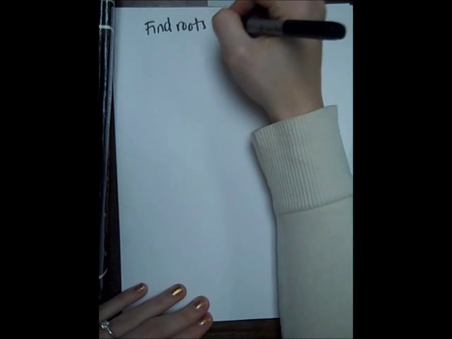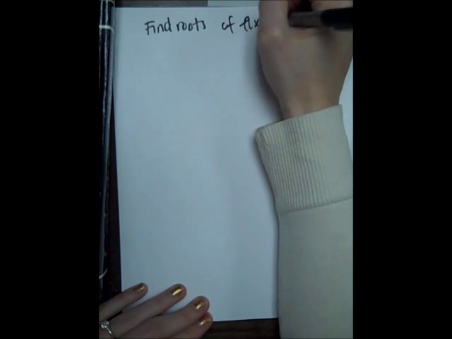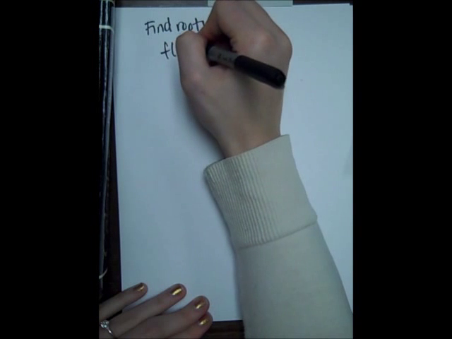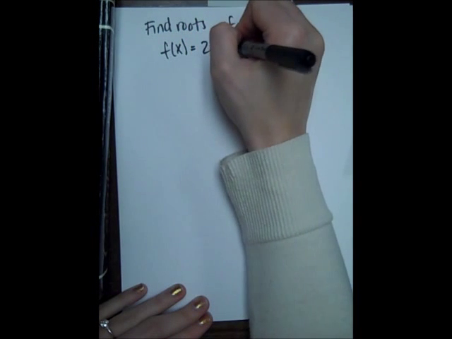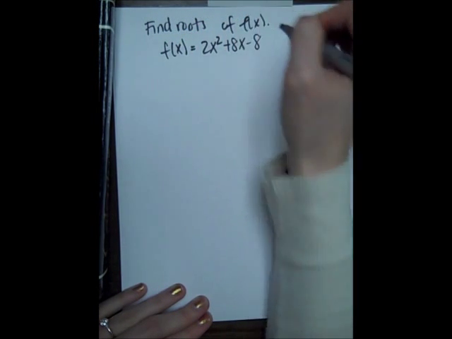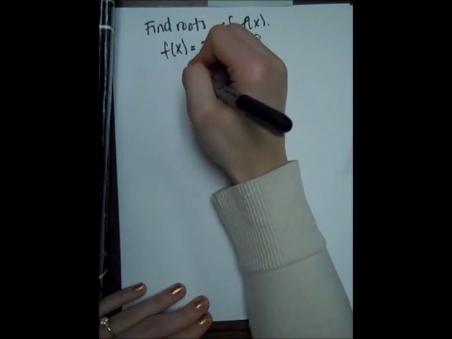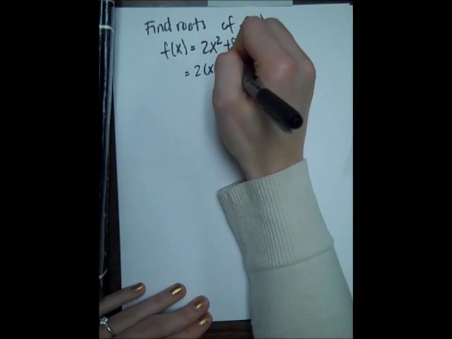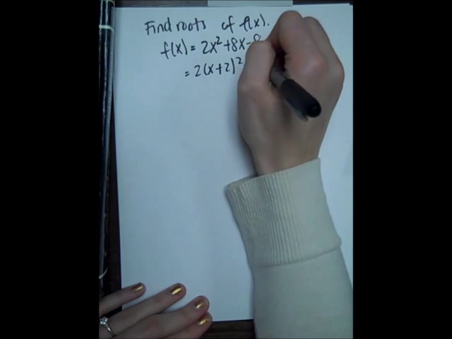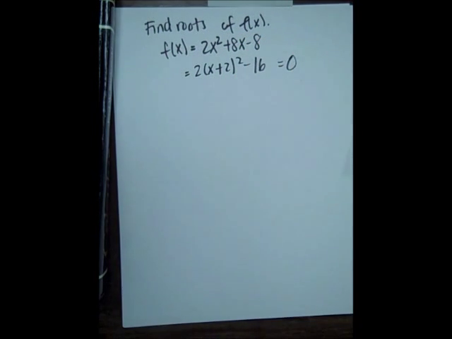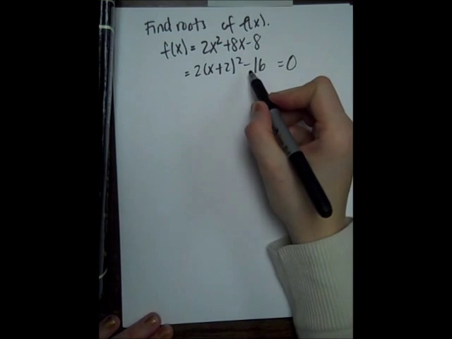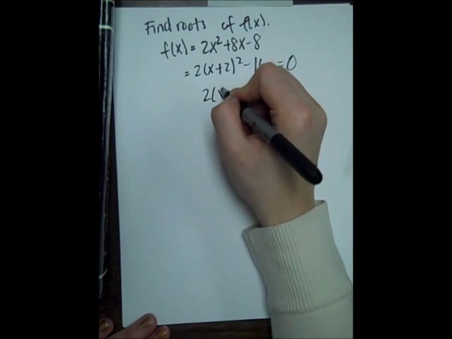So let's say I want to find the roots of our f of x. Well, our f of x was 2x squared plus 8x minus 8. Now you could have used the quadratic formula and that's completely fine, but also this is 2 times (x plus 2) squared minus 16. Let's set that equal to 0. First thing, move the 16 over.